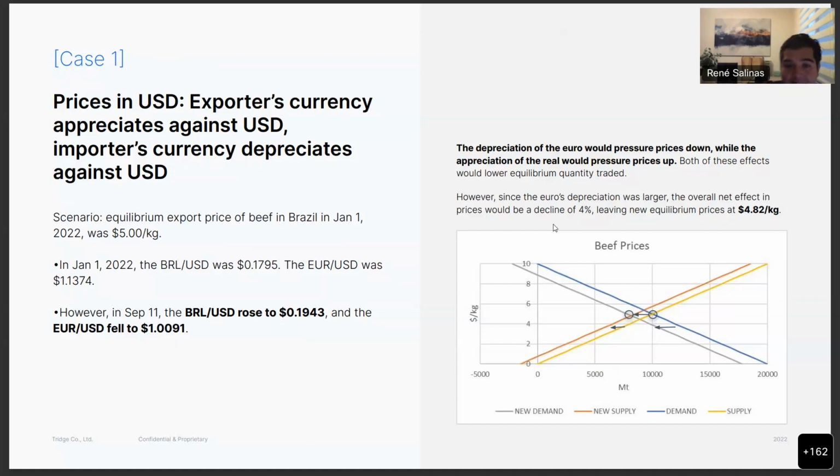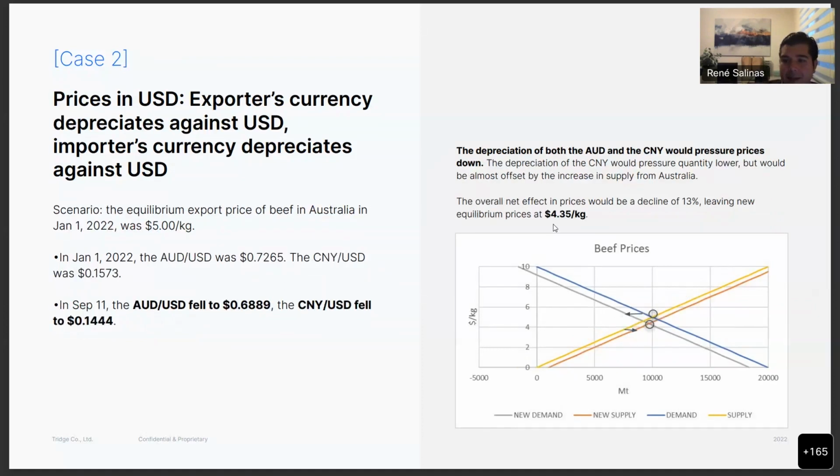And as you can see, the overall effect of the depreciation of the euro and the appreciation of the real would pressure price. The fall in demand would pressure prices down, but the decline in supply would pressure prices up. The overall effect would be a slight decrease in prices, but the main effect would be less trade from these 2 countries, as you can see here in the graph. Okay, next slide, please.